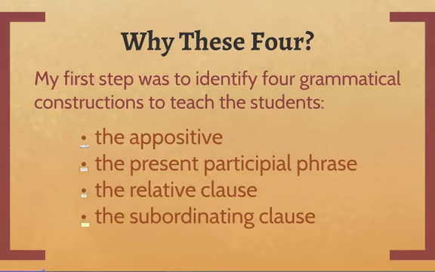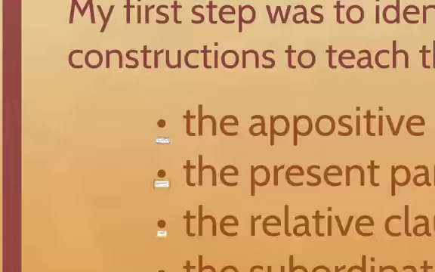Williams tells us that she picked 4 grammatical constructions to help students improve the complexity of their sentences. Why these 4? The appositive, which we just met on Monday, the present participial phrase, which we met last week, along with the relative clause, and the subordinating clause, well, we became acquainted not that long ago. What do all of these do? Let's do a quick recap of each of these structures.